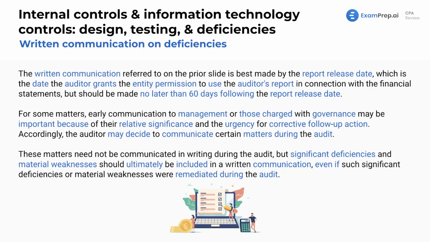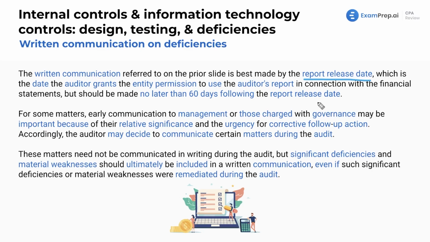Written communication on those deficiencies. What are some specific points here? Well, the written communication referred to in the prior slide is best made by the report release date. So you want to make it known that there were these issues and tell management and those charged with governance about these issues by the date you release the report, which is the date that the auditor grants the entity permission to use the auditor's report in connection with the financial statements, but should be made no later than 60 days after the report release date.